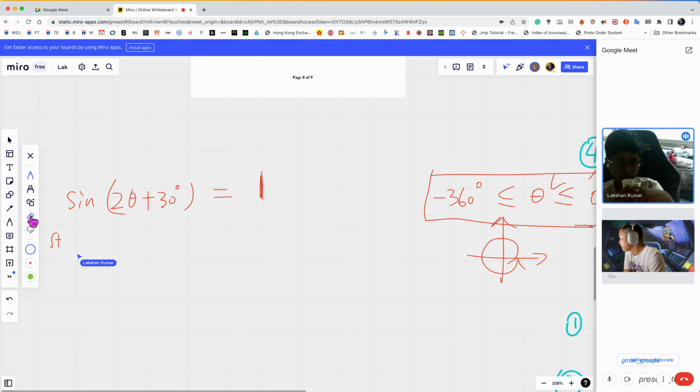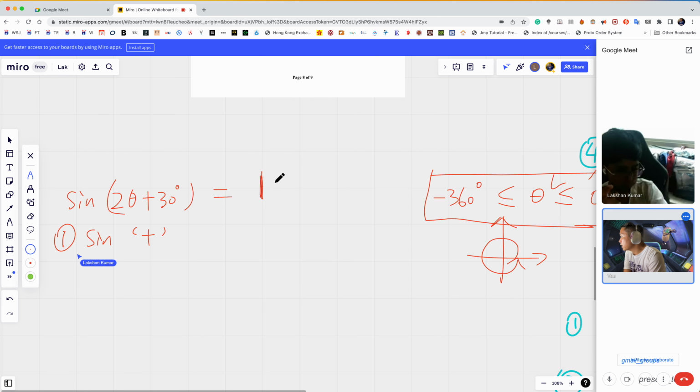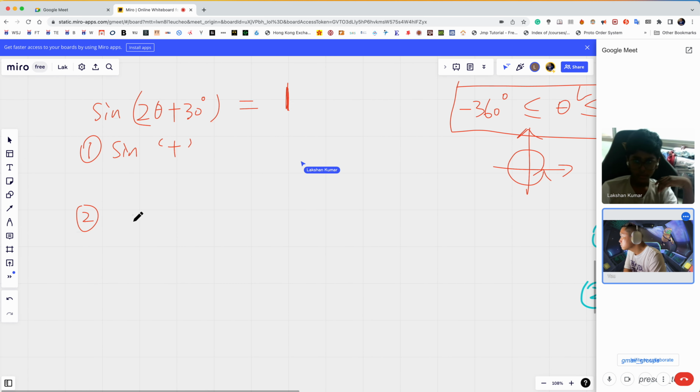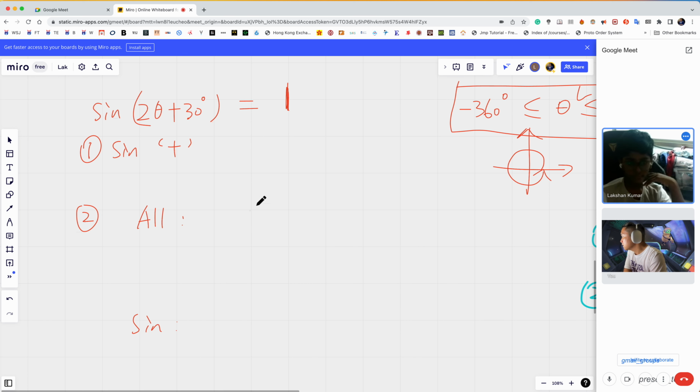Find out if it is positive. Correct. So step 1, sine positive, positive 1, right? So decide the quadrant. Sine positive, what quadrant? Sine positive is the all quadrant and the sine quadrant. Very good. The formula for all is theta equals to alpha. And for sine, it is 180 minus alpha. Very good. You have to memorize them.